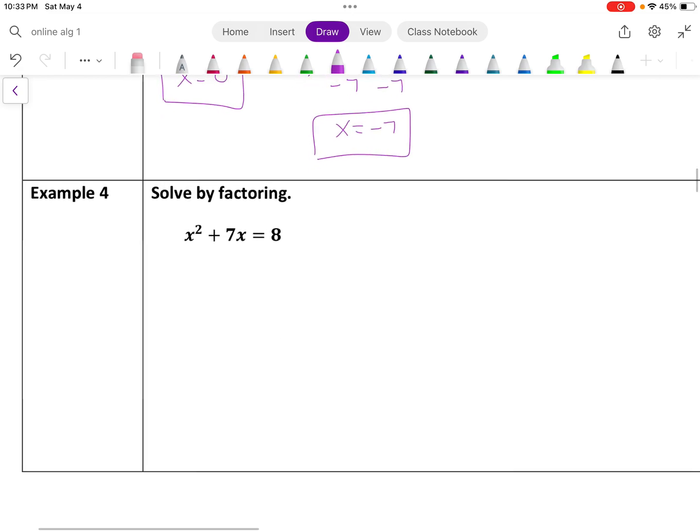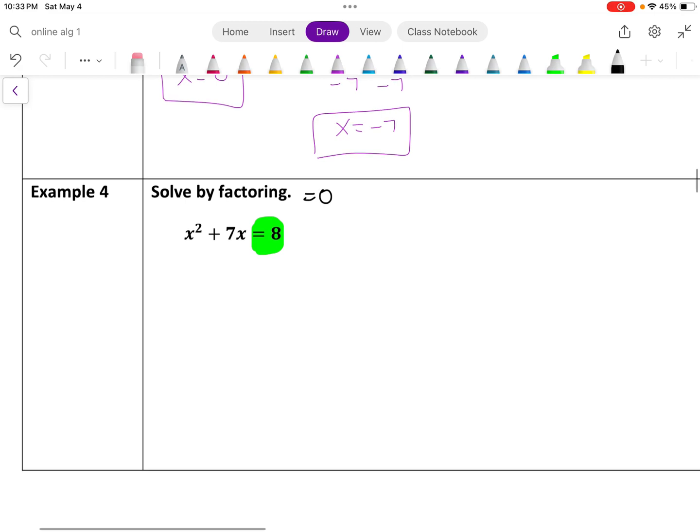Solve by factoring. X squared plus 7x equals 8. This is equal to 8. We keep saying it needs to be equal to 0. So we actually have to do something here to fix this. I'm going to subtract 8 from both sides. How does that help me? That takes my equation and turns it into x squared plus 7x minus 8 equals 0, right? 8 minus 8 is 0.